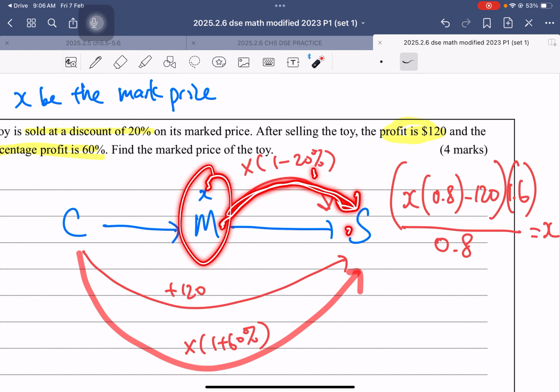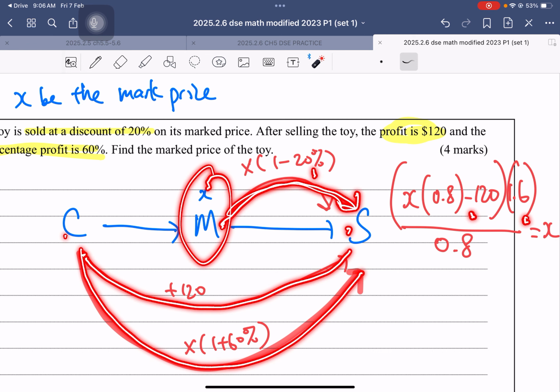Now you can only go back to c. So you're reversing the arrow, becomes minus. Okay? And where can it go now? You go to the s again. So you times 1.6. Now you need to go back to m, isn't it? Go back to m, so you need to reverse this arrow again. So you divide by 0.8. Then we're back to x, so equal to x.